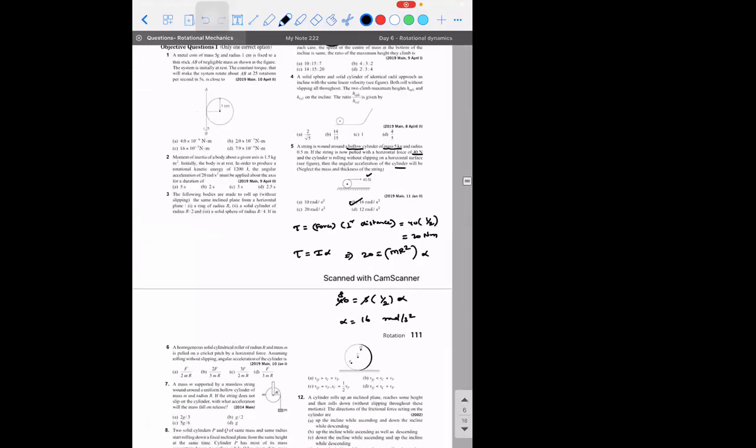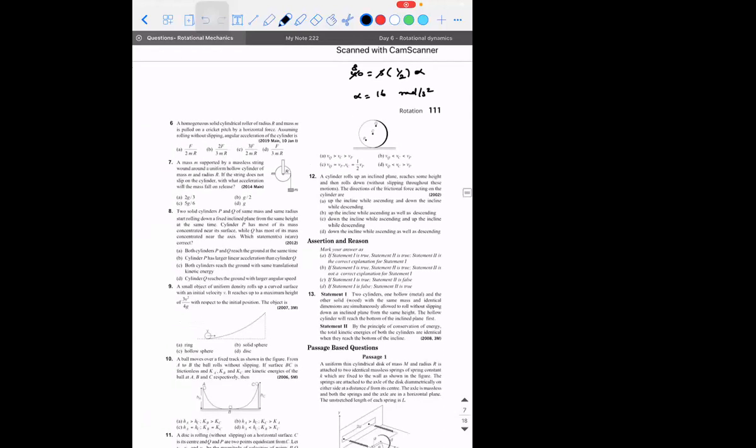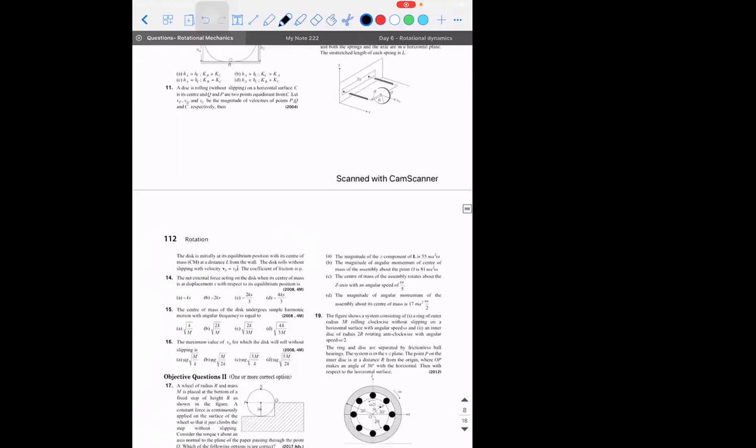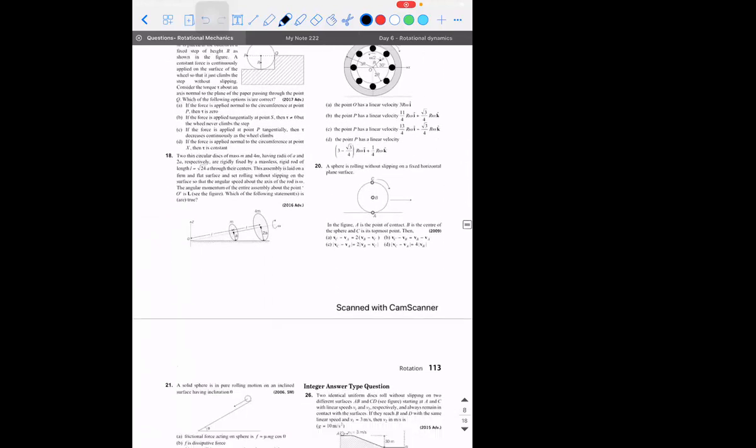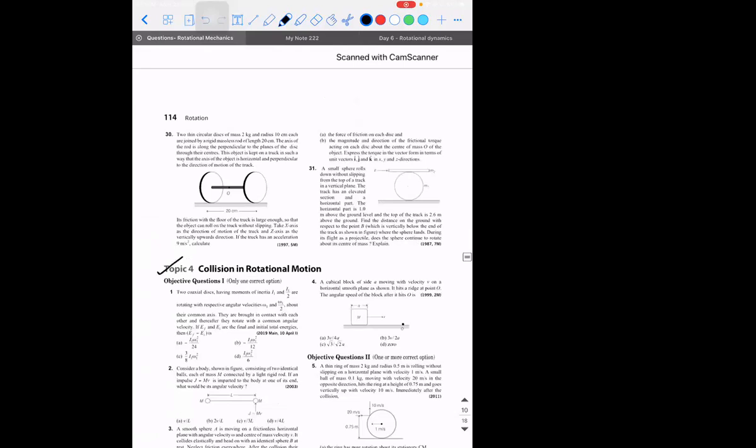But you understood conceptually, right? So the remaining problems you can try. In the next class we will proceed with a few more problems and then go to the next topic. That is collision and rotation mechanics.